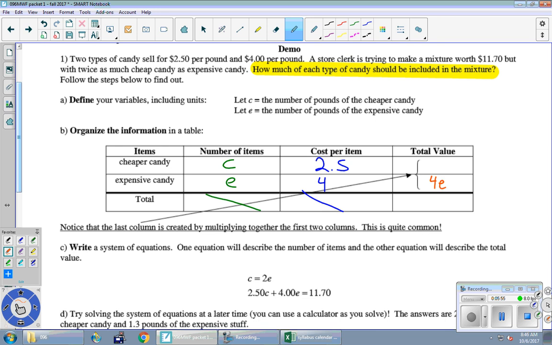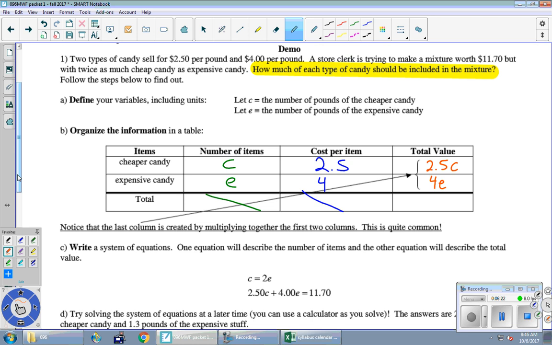4E right there. Everybody see it? That's not a number of pounds. That is a dollar amount. It's the value of just the expensive part of the candy that's in this mixed bag. How about the value of the cheaper candy? 2.5 times C, right? $2.50 times the number of pounds, we call that C. And 2.5C is the value of that candy.